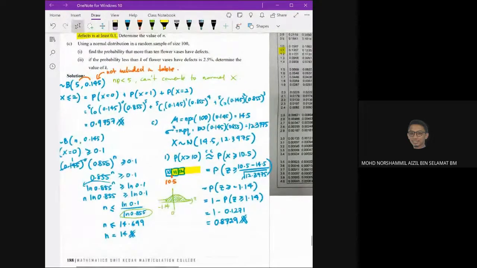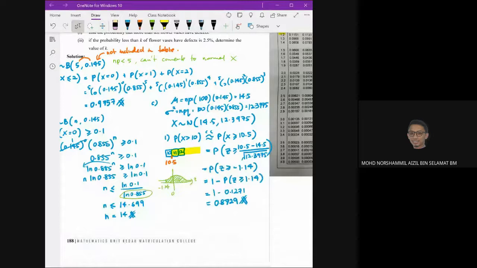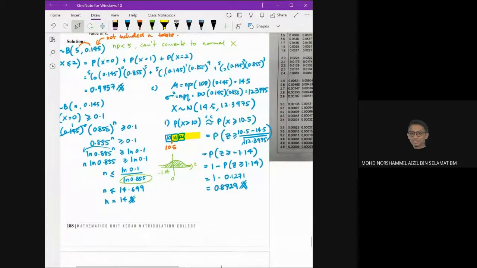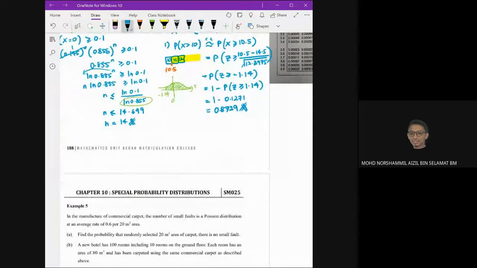So baru part 1. Part 2. If the probability less than K of flower vases have defects is 2.5%, determine the value of K. Less than K. Probability less than K is 2.5%. Okay, part 2. Probability of X less than K is 2.5% guys. So jadi apa? 0.025.